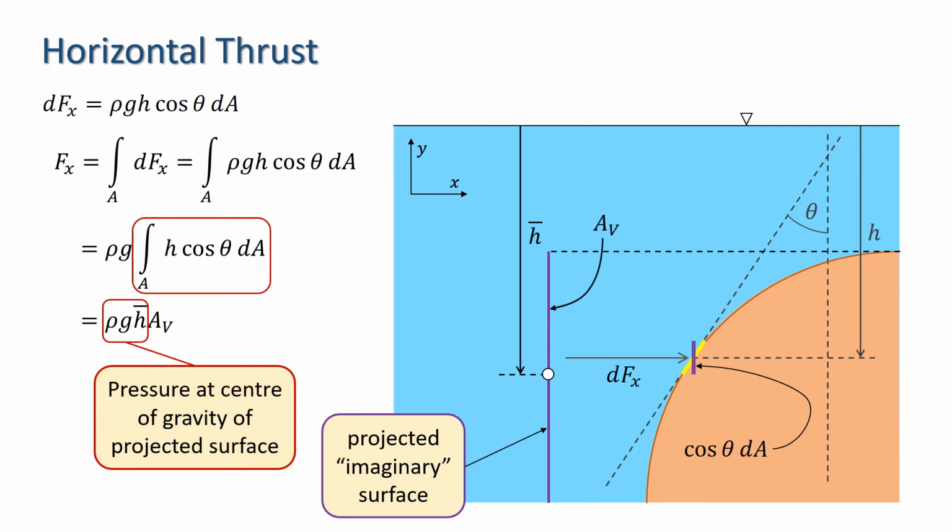In the case of a curved surface which is uniform in the z direction, the projected surface is rectangular and has the same height as the curved surface. Now, since ρgh bar is the pressure at the centre of gravity of the projected surface, Fx is equal to the force that would act on the projected surface. This makes the calculation of the horizontal component of thrust very easy. We don't have to repeat the integration, we simply project our curve onto a vertical surface and calculate the thrust on that surface.